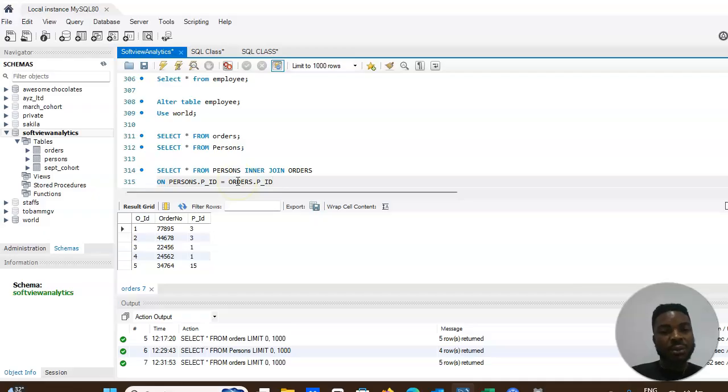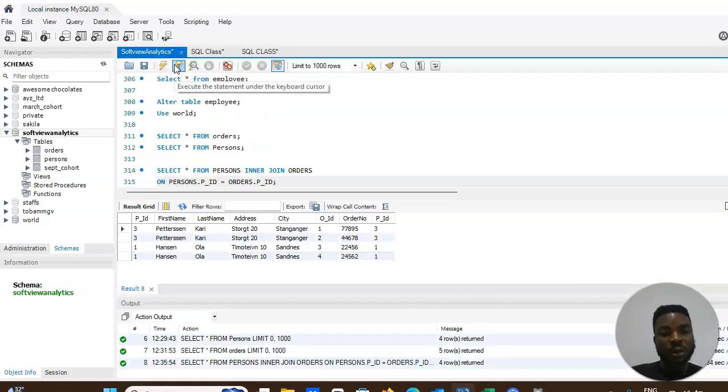Now if I execute this, it's going to call all of them together for me as one. Now you can see that this is all the tables together, and this is what makes it an inner join.